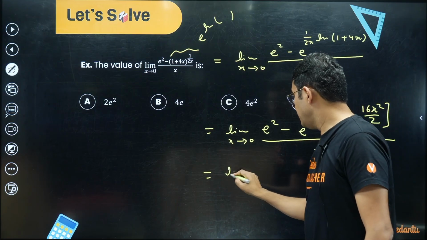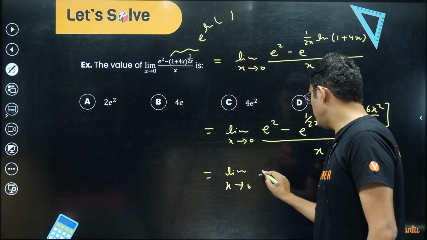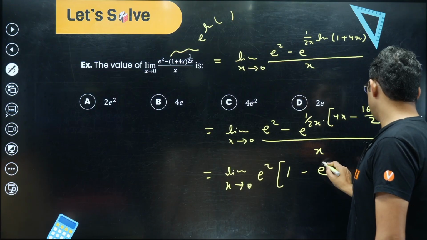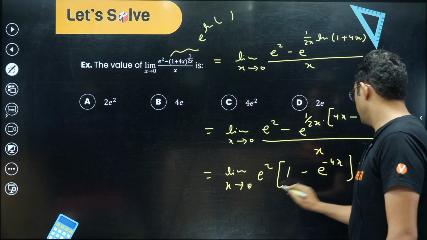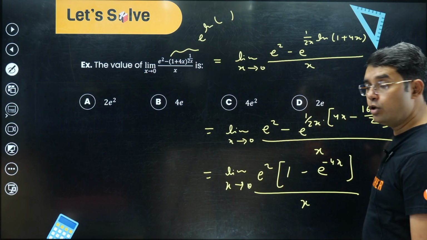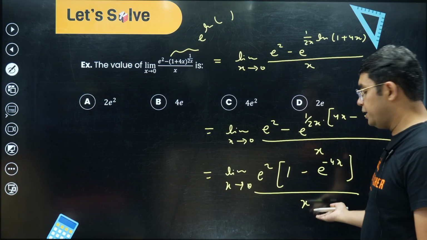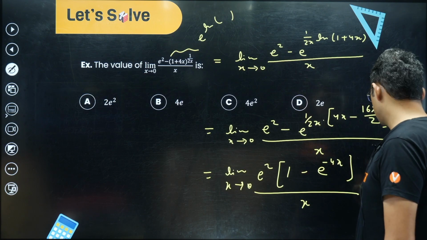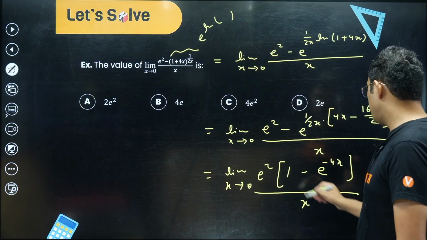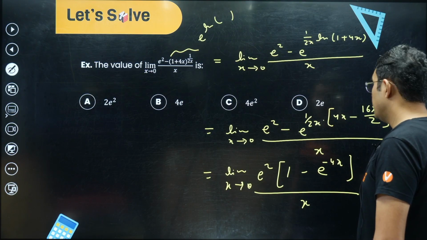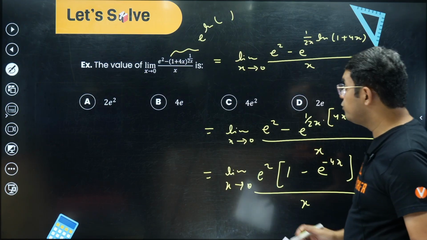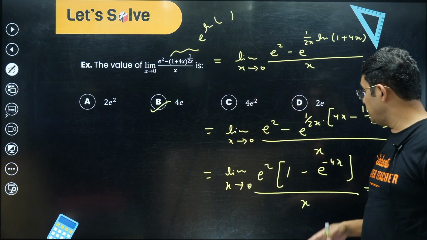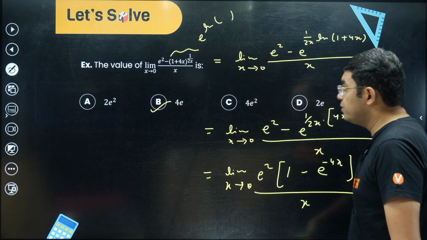Now you can see, limit x tending to 0, e square is coming out to be common, that will be 1 here minus e power, and this I think minus 4x upon x. There will be some other terms also, but they will not be of any use because in the denominator we are having x. If it was x square, you would have to take care of other terms also. So this is e square, and the limit of this will be, I think, 4. So the answer of this question becomes equal to 4e. For this part you can use the LH rule, you can use a standard result, you can use expansion. Whatever you do, the answer will be the same.